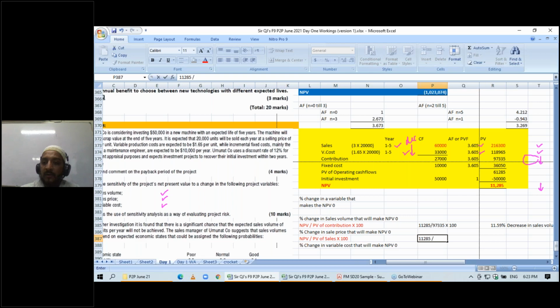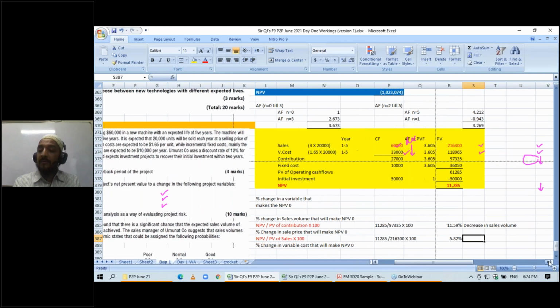And what is the present value of sales, which is 216,300 multiplied by 100. So this gives a very small change. So this is more sensitive to sales volume. Only a 5.82% change. So 6% change is a smaller change. So this is more sensitive. The sales, even a very small change is bringing the NPV down to 0.